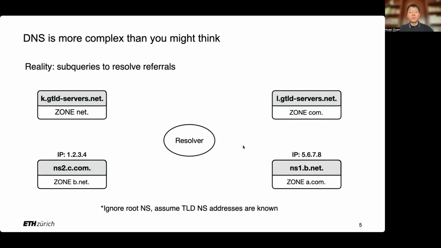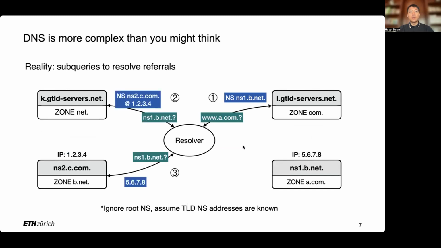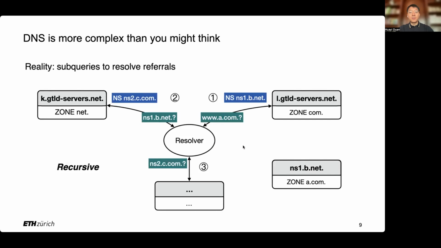Let's continue the example. Here, each server is identified by a name. We ignore the client and the root server. In step 1, if the resolver doesn't know the IP address of the referred server NS1 to be.net, it must resolve the name with additional queries in steps 2 and 3, starting again from the top-level domain. Only after that can the resolver ask server NS1 to be.net for the final answer. This process can be recursive.